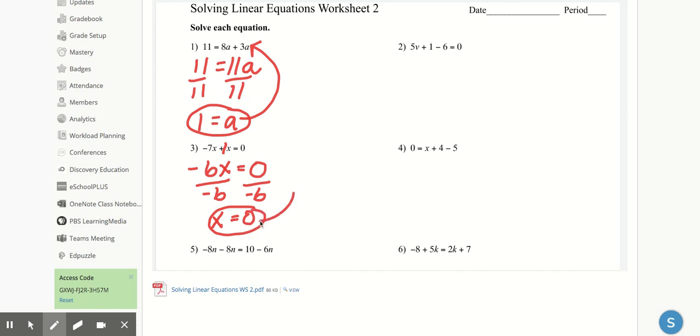Again, we can check that solution by plugging into the original. Negative 7 times 0 is 0. 1 times 0 is 0. So 0 plus 0 is 0.